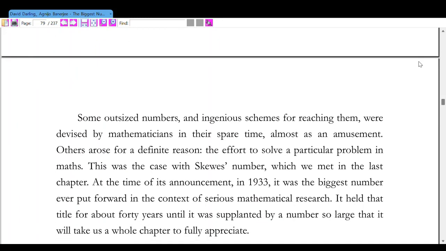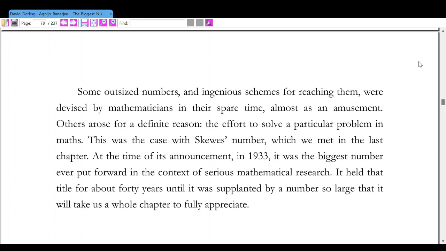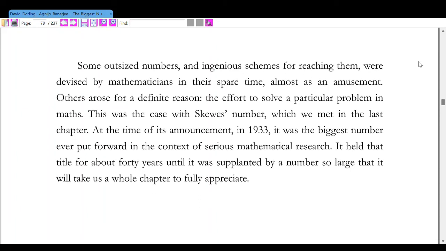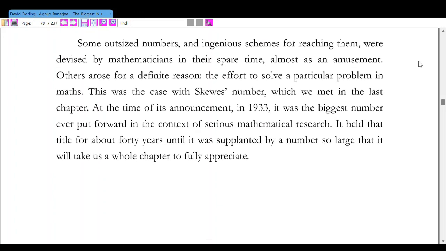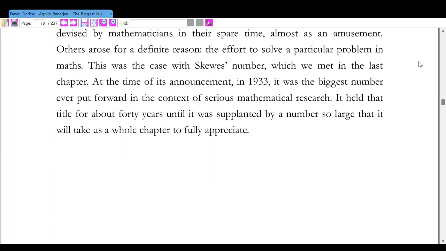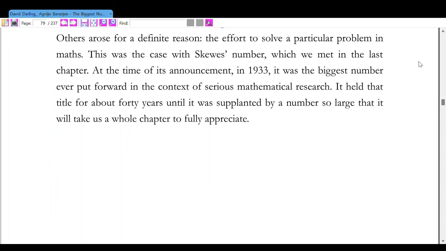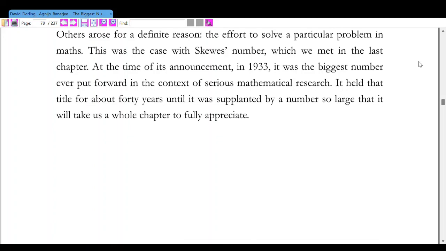Some outsized numbers and ingenious means for reaching them were devised by mathematicians in their spare time, almost as an amusement. Others arose from a definite reason, namely to solve a particular problem in maths. This was the case with Skewes's number, which we met in the last chapter. At the time of its announcement in 1933, it was the biggest number ever put forward in the context of serious mathematical research.